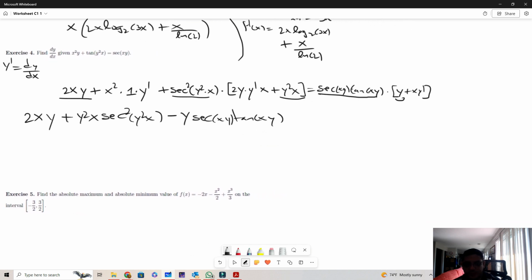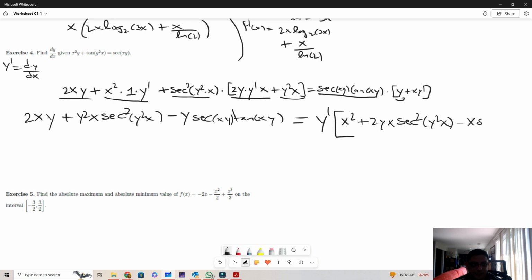Now let's put on the other side whatever has y prime. So y prime factor of, then we have here x squared. And then from here, notice that we have this 2yx secant squared of y squared x. That's just from this piece. So now I completed this one, I completed this one, and I'm only left with this piece, which is going to be minus x secant of xy tangent of xy.